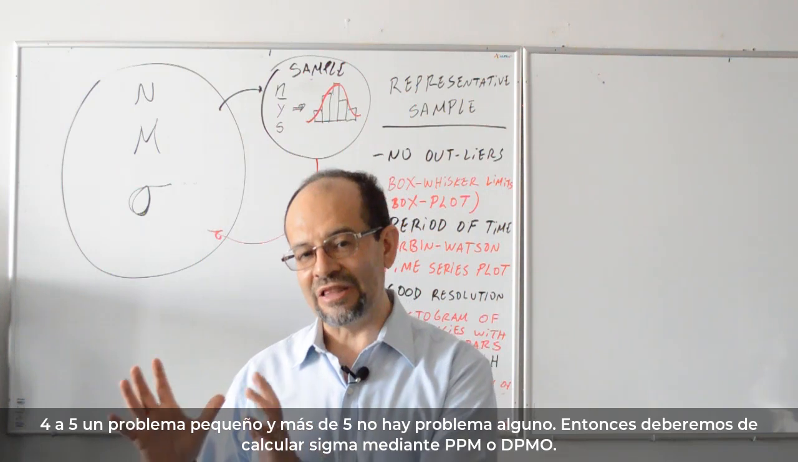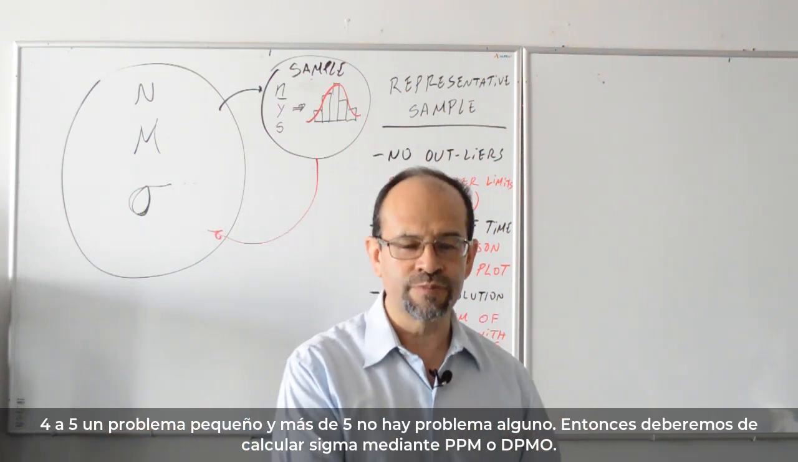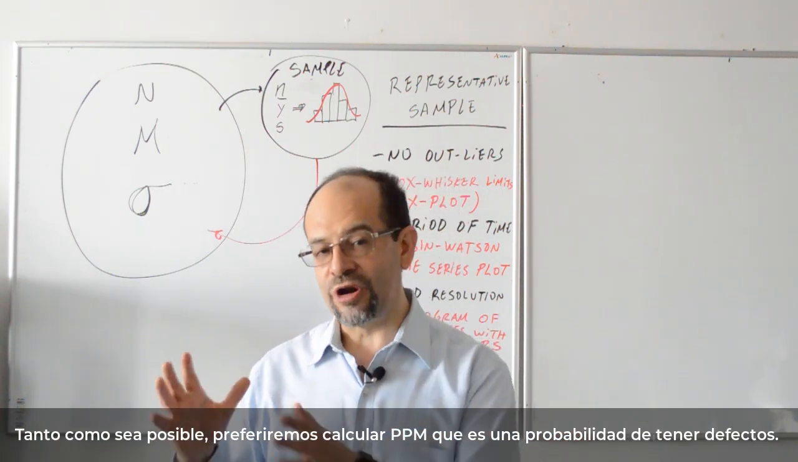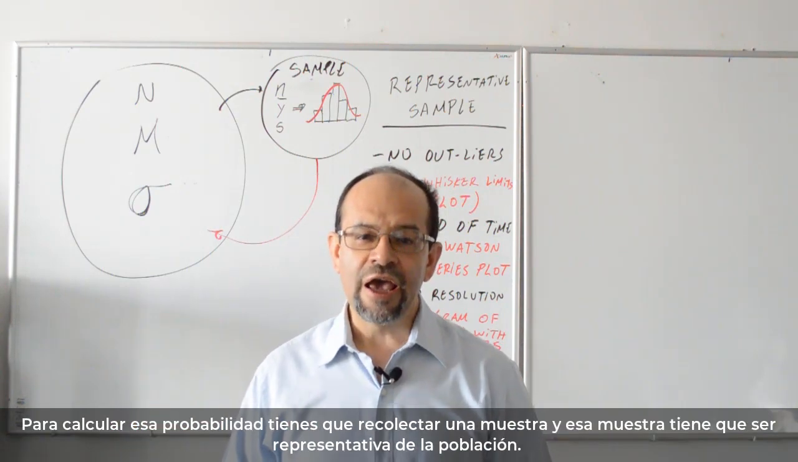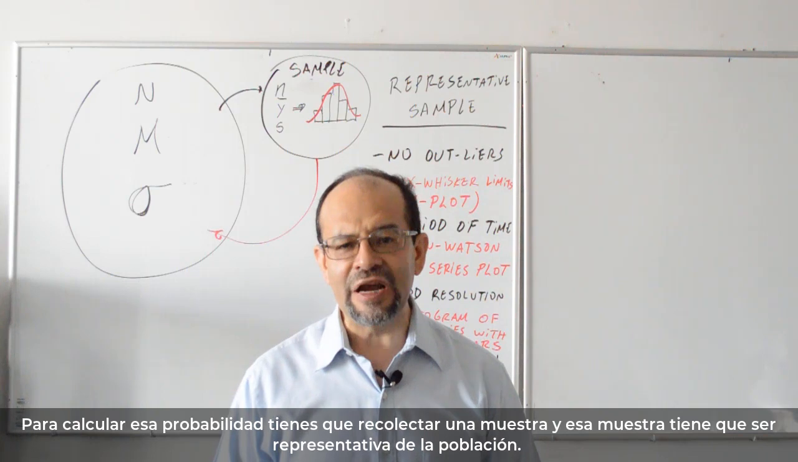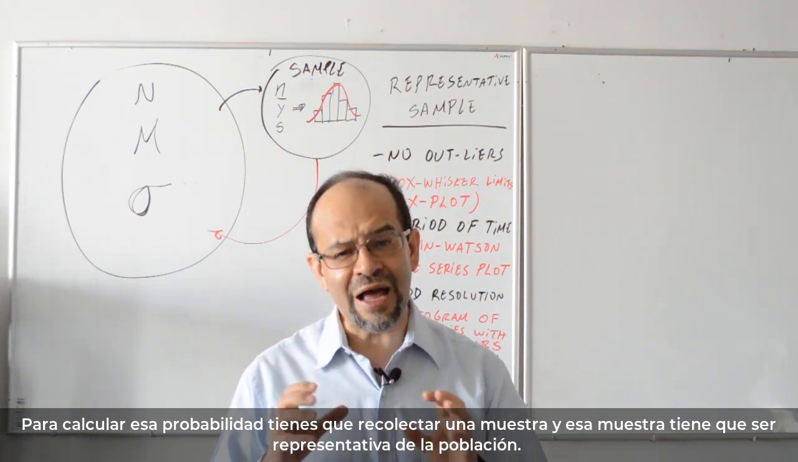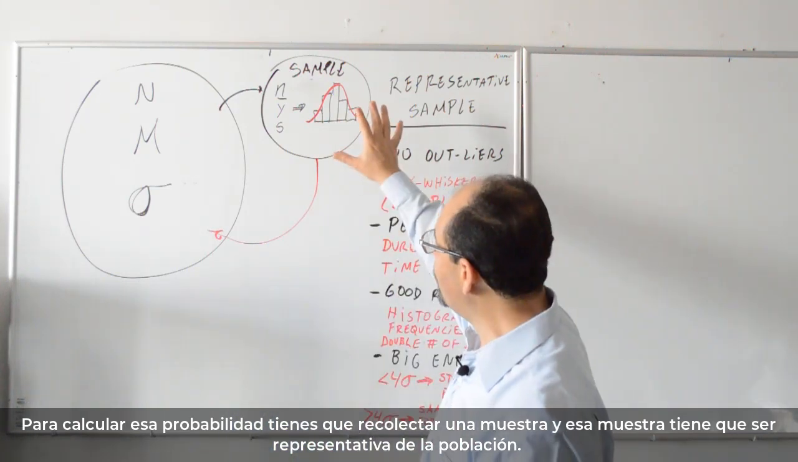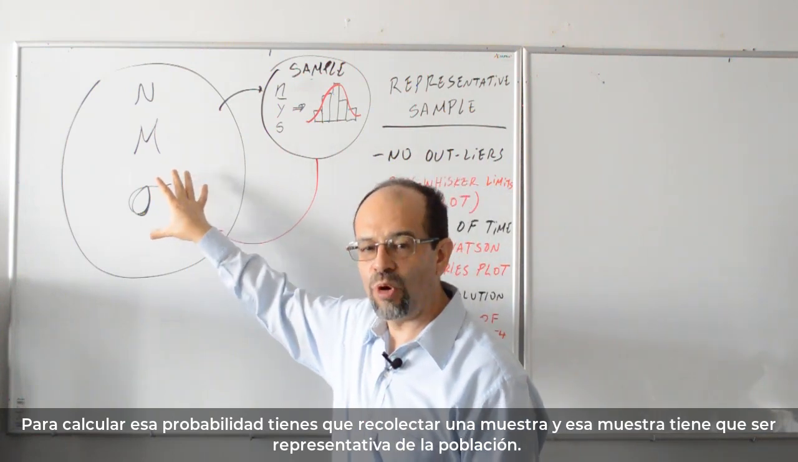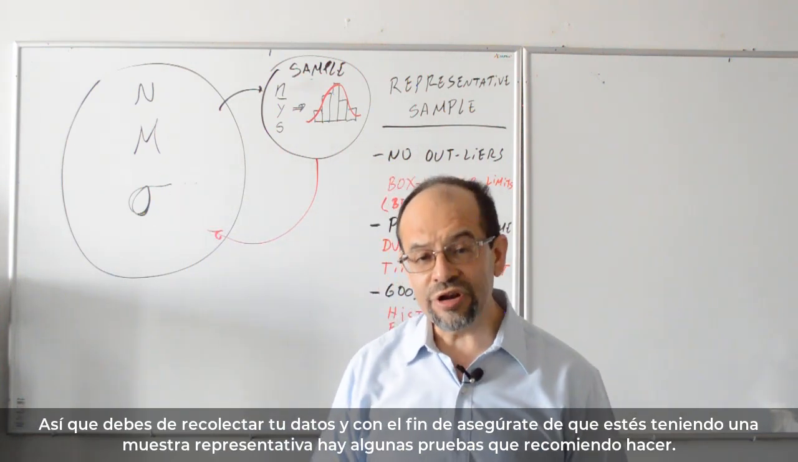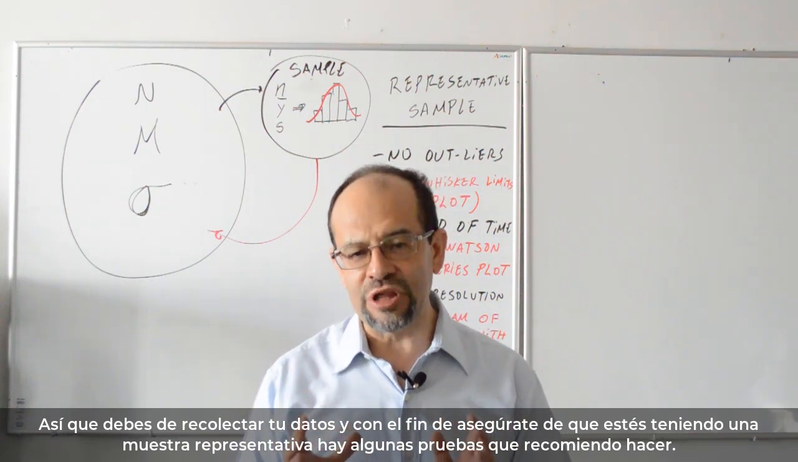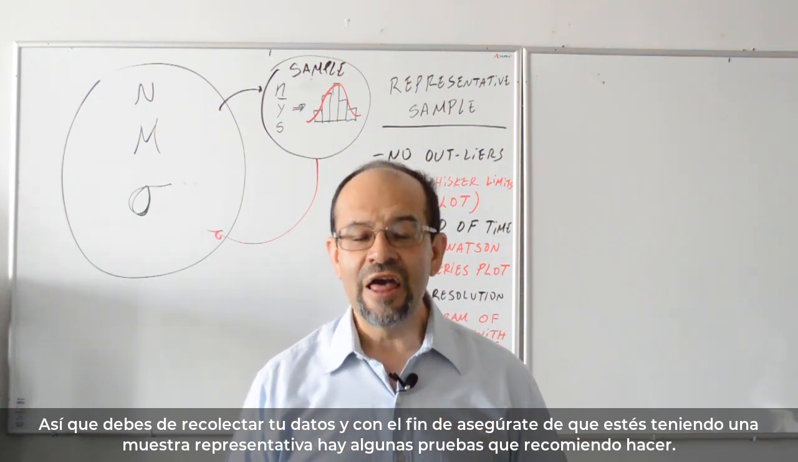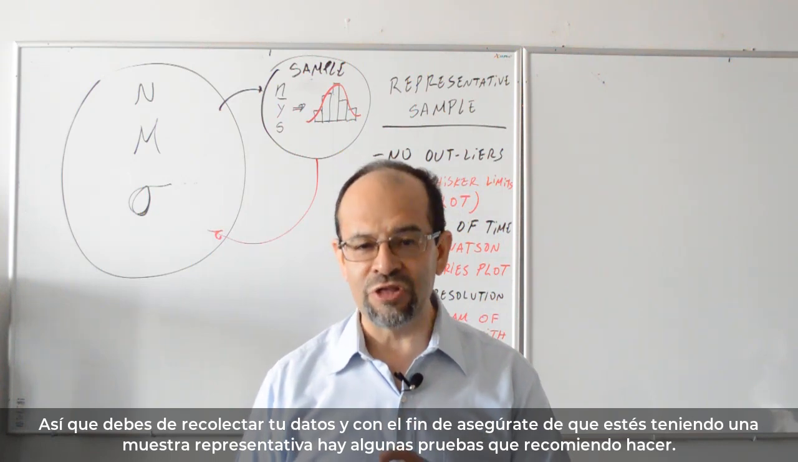We will be calculating PPMs or DPMOs. As much as possible, we prefer to calculate PPMs, which is the probability of having defects. To calculate that probability, you have to collect a sample, and that sample has to be representative of the population. So you have to collect your data, and to make sure that you have a representative sample, there are some tests that I recommend you do.